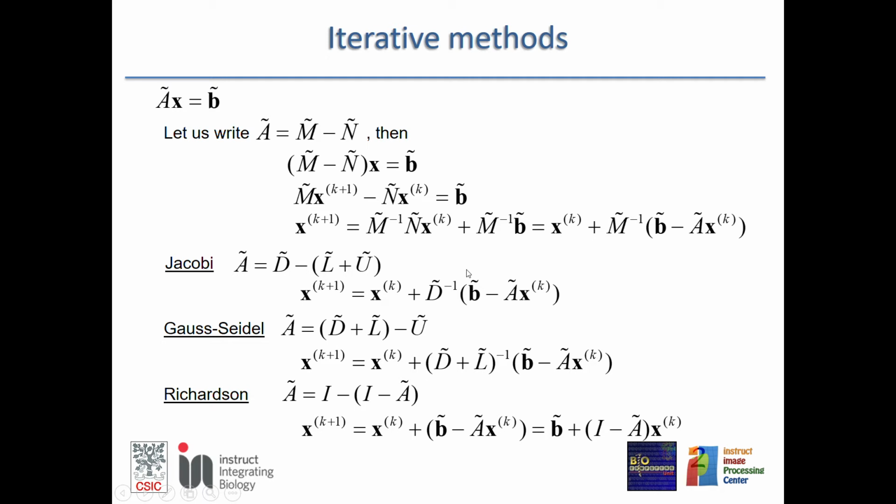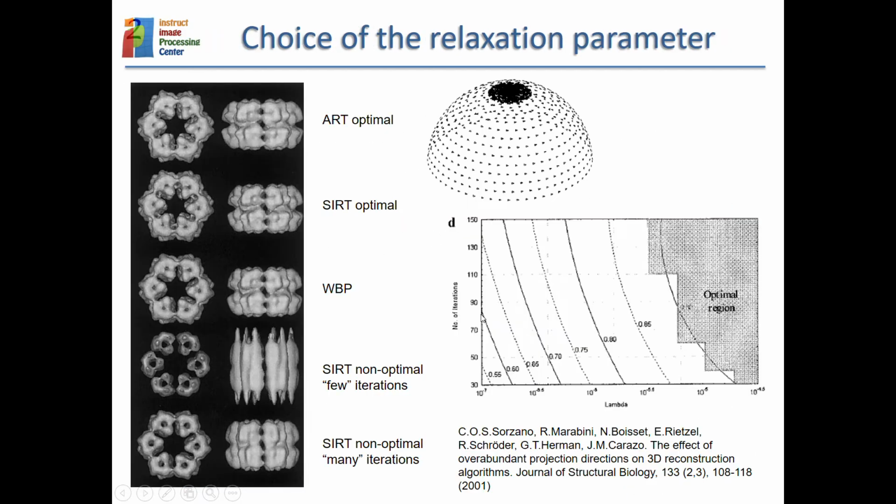The word correction comes because there is a mismatch between my reprojection of the current volume and the experimental images. So I want to correct the current guess of the object, so that next time the error between my reprojection and the experimentally observed data is minimized. This relaxation factor has a lot of impact on the quality of the 3D reconstruction.